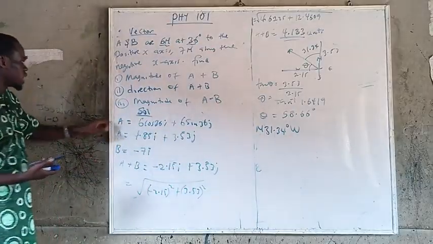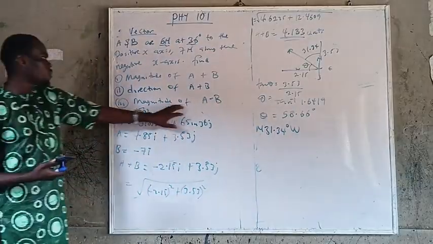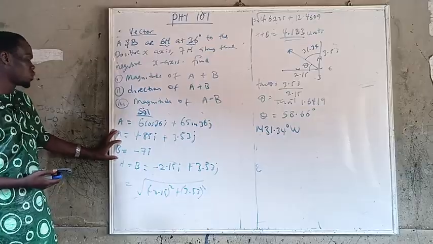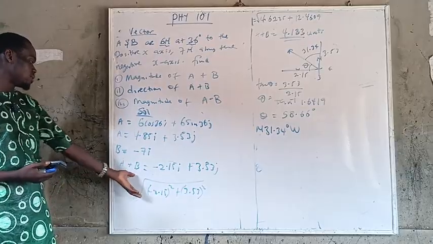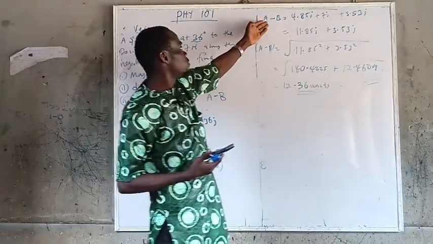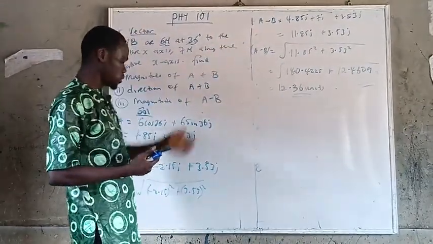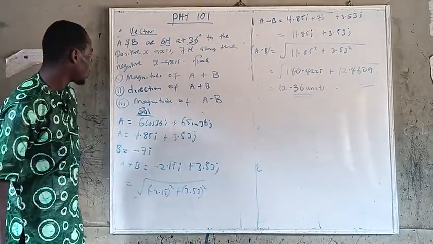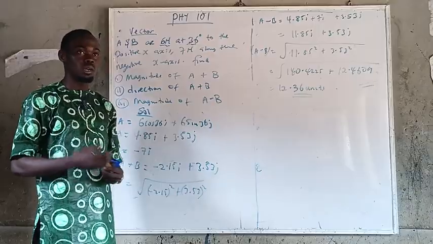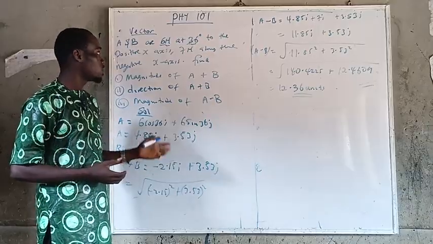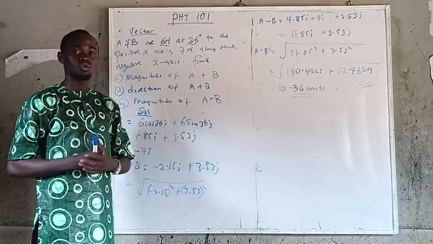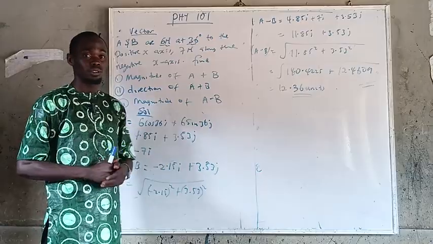Now let's go to this third one, magnitude of a minus b. For a minus b, that is vector a minus vector b, you then find the magnitude as we did it here. See, this is very simple. This is just an introduction to this 101. In my next class, we are taking each topic one after the other, and any topic that you think you have a challenge with under this physics 101. Also, we shall go to 102 and some other parts of your science courses.